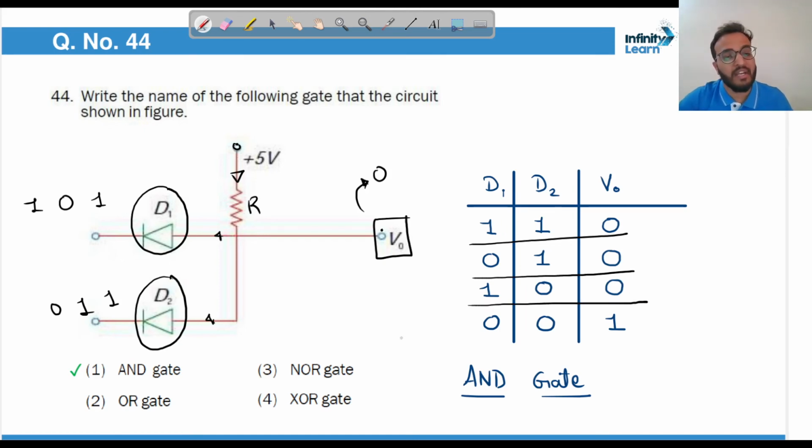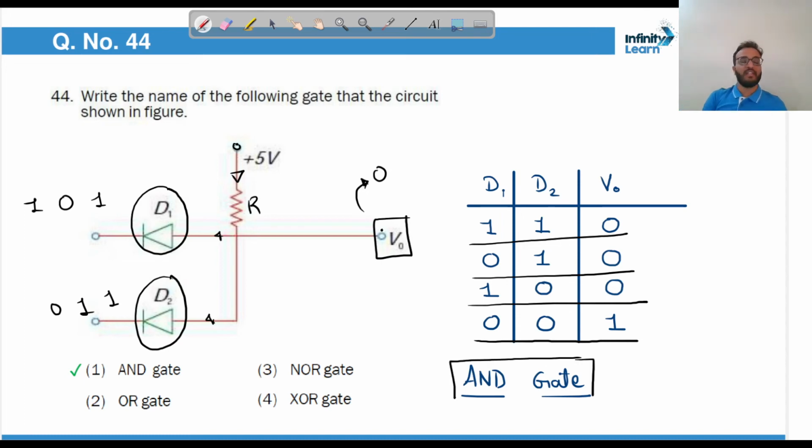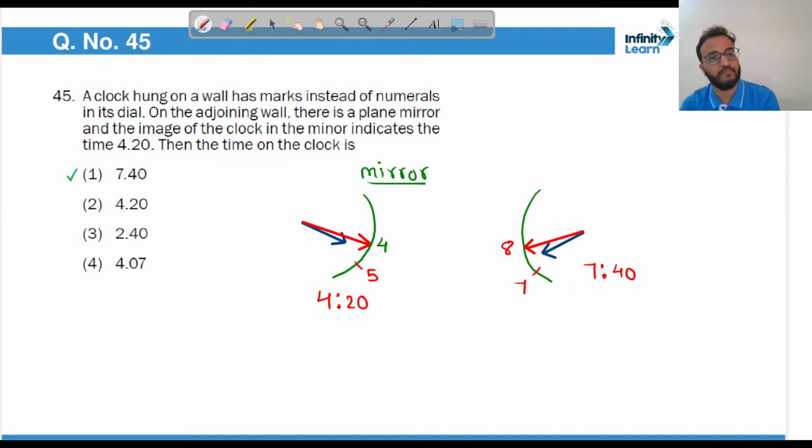But if both of them are reverse biased, then there will be no current. And if there is no current, then V naught will remain V naught. That means if both are reverse biased, then the answer is 1. So this corresponds to an AND gate. I hope you understand this. We have to check whether the diodes are forward or reverse biased. That is our input. The output is the value of V naught, whether it will be complete V naught or 0.